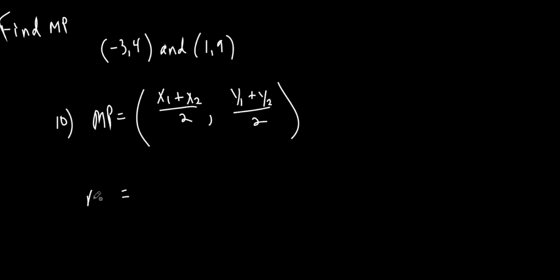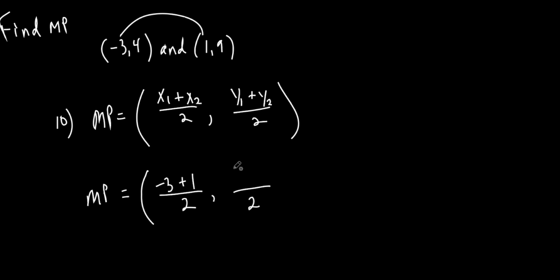So now we do it. Let's put the stuff in. So midpoint equals. I like to put over 2, comma, over 2, and then we just put the numbers in. This time we add the x's together. So here's my x's right there, so I add them up. -3 plus 1. Now I take the y's and I add those up.